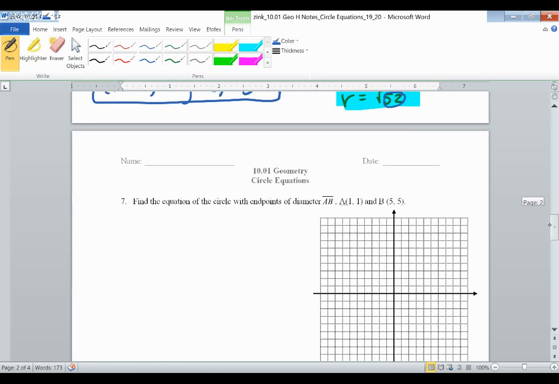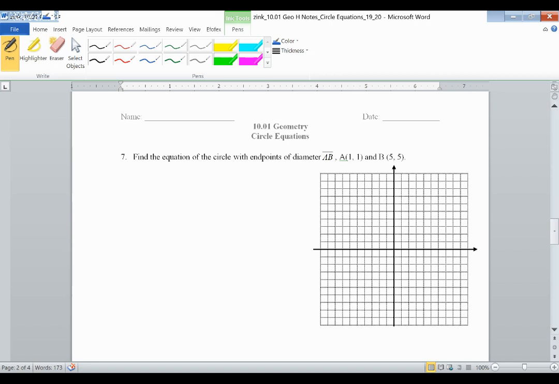So the next one is very similar, except it gives us even less information. It says find the equation of the circle with endpoints of the diameter A, 1, 1, and B, 5, 5. So let's just get an idea of what this looks like. So those are the endpoints of our diameter. So that means this time they didn't give us the center, that the circle passes through those 2 points. And those are the diameter. So it looks like my center is going to be about here. Now, yes, I can figure this out looking at my graph, but we want this done all algebraically.